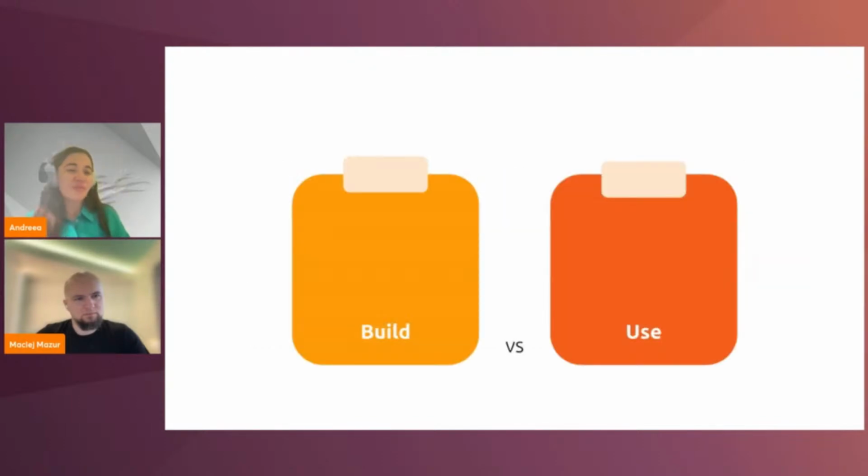And build versus use. There are plenty of large language models nowadays on the market, yet sometimes we do have customers who consider building their own. Maciej, what do you think? Should we build the LLM or use existing ones?